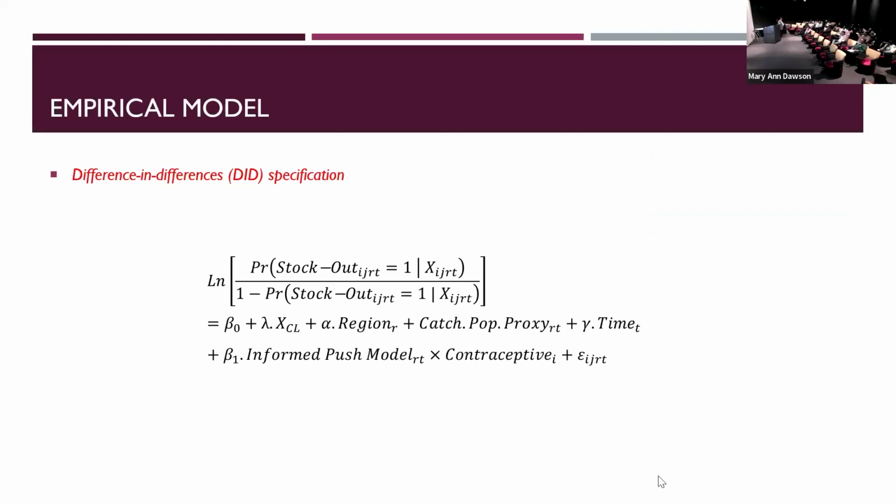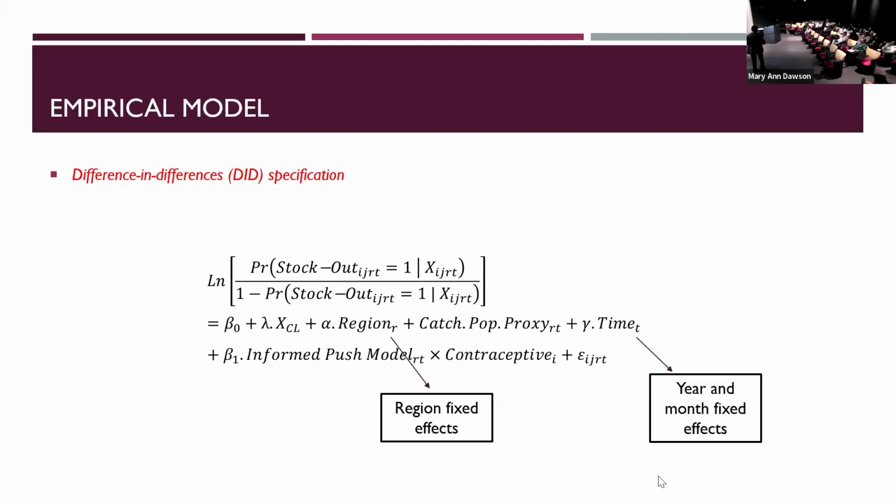Not very surprisingly, because this is an intervention, we use a difference-in-differences specification. I just want to point out a few things here. We control for regions because it was rolled out to different regions at different times. So we have region fixed effects, year and month fixed effects, and then, Shrikar, to your point, this is the control for the population. And then beta 1 is our coefficient of interest. We want to see what is the impact of the informed push rollout to a specific region.